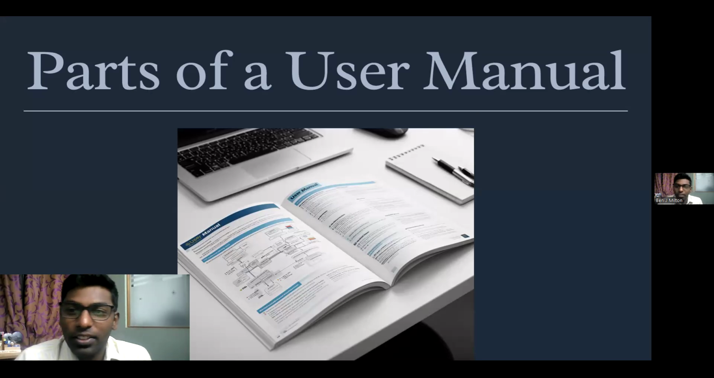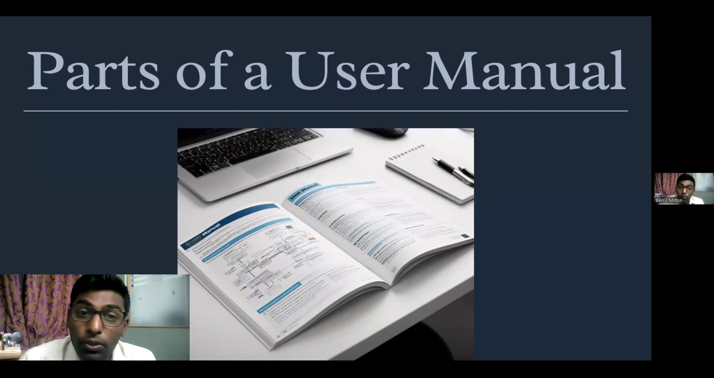Good morning, everyone. Today we deal with parts of a user manual. Now, a user manual is an instruction handbook and also a detailed outline of what an appliance or any device is offering to you. So this is not just a piece of paper that is given along with any new product that you purchase.